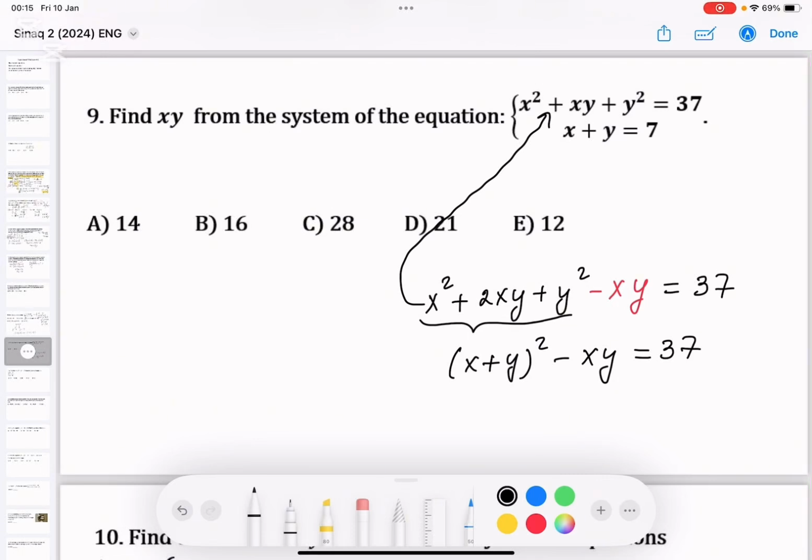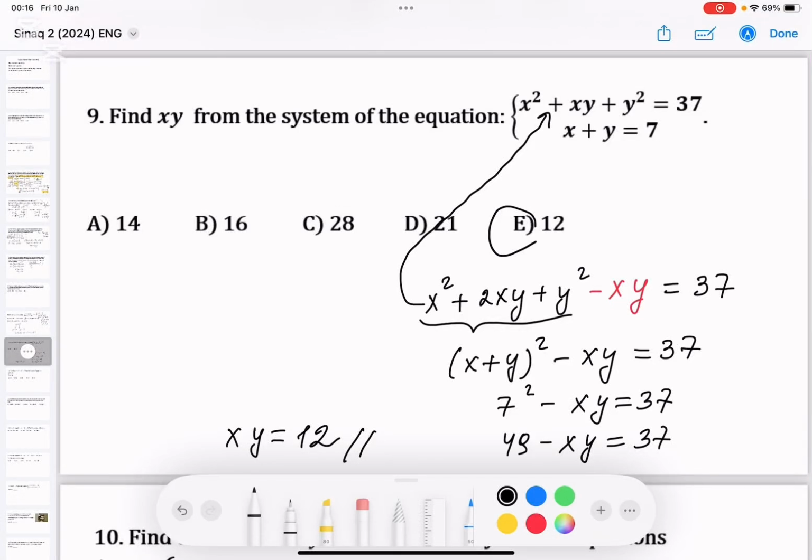Now I have x plus y given already. So x plus y is 7, squared, minus xy, equals 37. So 49 minus xy equals 37, so xy is going to be equal to 12. That's it. So E is the correct answer. Next question.